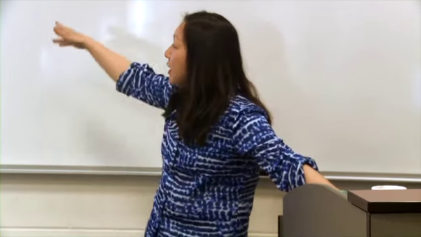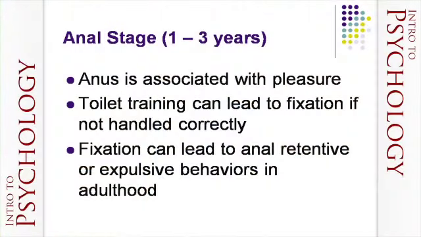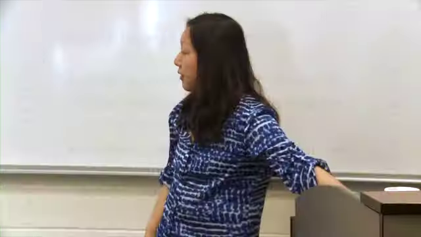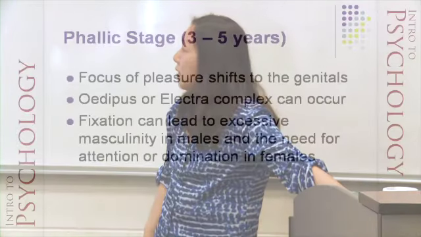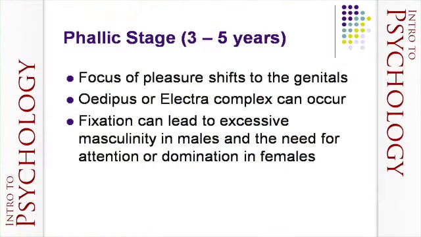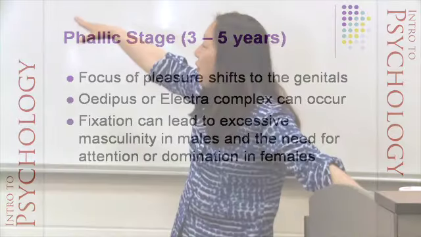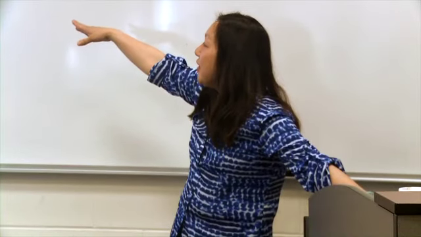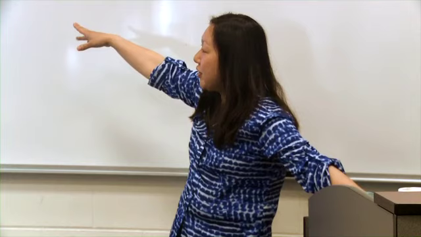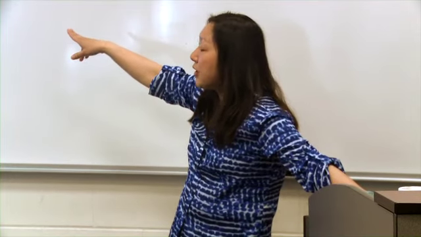Okay. Anal stage, 1 to 3. Anus is associated with pleasure. Toilet training can lead to fixation if not handled correctly. So fixation can lead to anal retentive or explosive behaviors in adulthood. Okay. Then phallic stage, 3 to 5. This one is much easier for you to understand too. Focus of pleasure shifts to the genitals. So Oedipus or Electra complex can occur.